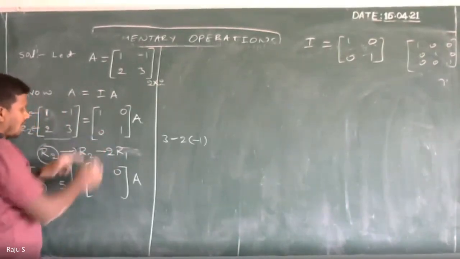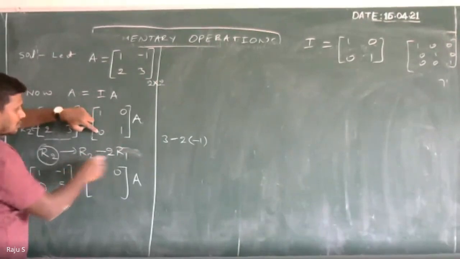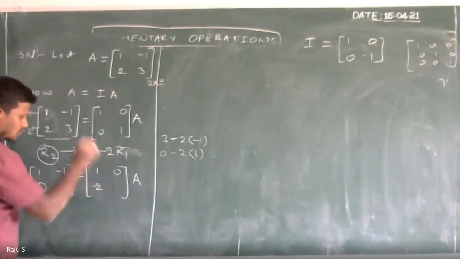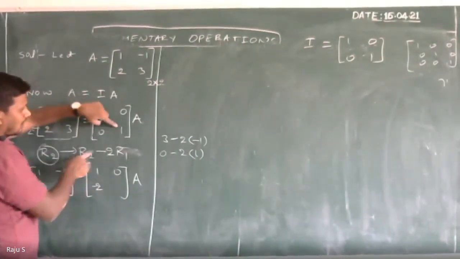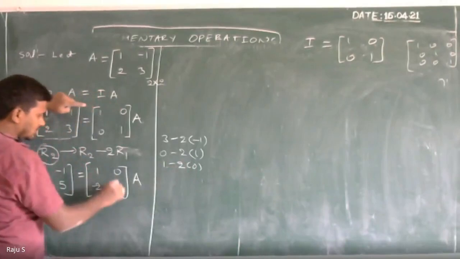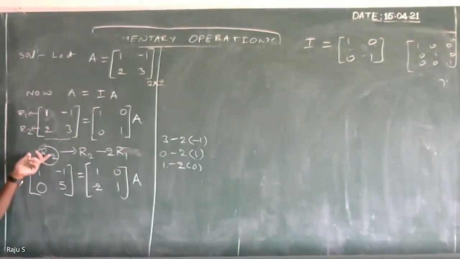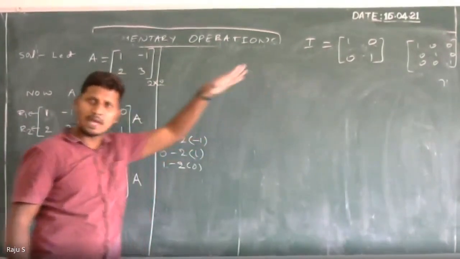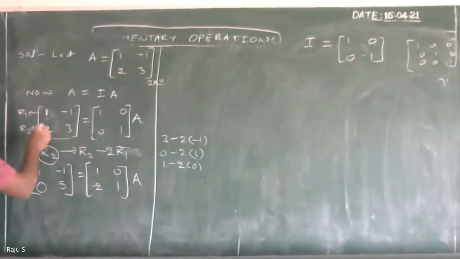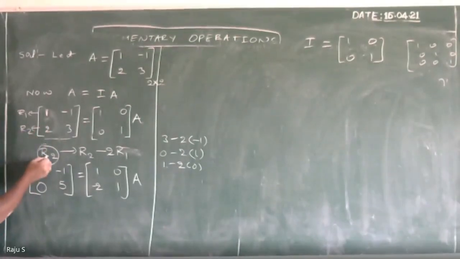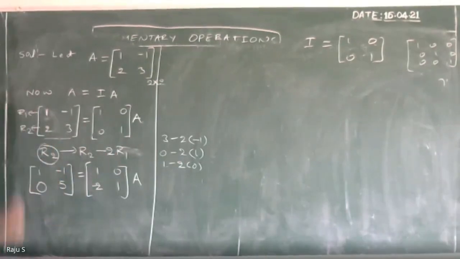In the same way, apply R2 minus 2R1 on the RHS also. R2, 0 minus 2 into R1 is 1, so 0 minus 2. Next, R2 is 1 minus 2 times the corresponding element of R1, 0. 1 minus 0, 1. Once again, I want to change the LHS into identity form. To change to identity form, the off-diagonal elements are 0. So this 2 must become 0. 2 belongs to R2. I apply the property R2 tends to R2 minus 2R1. Using R1, I make the 2 value 0.